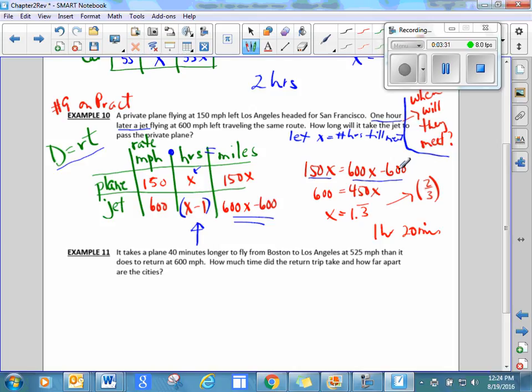So when you set these equal to each other and you solve, you get 1.3 repeating. 0.3 repeating is the same thing as 2/3. So 1 2/3 of an hour is the same thing as 1 hour and 20 minutes. So in an hour and 20 minutes, that jet is going to catch up with the plane, and the plane is going to be left in his dust. I think this relates to one like number 9 on the practice. If I got that number right, this might help you when you're looking at that one on the practice.